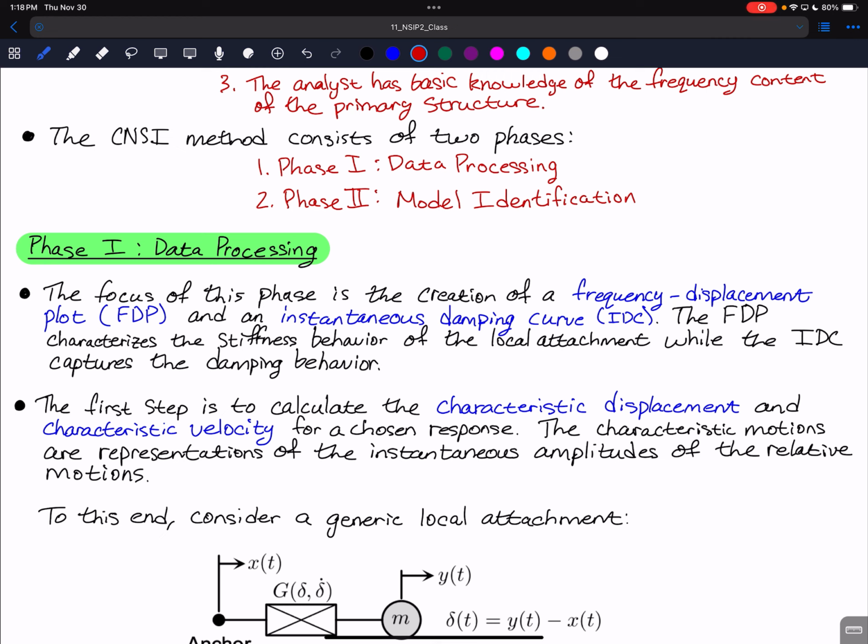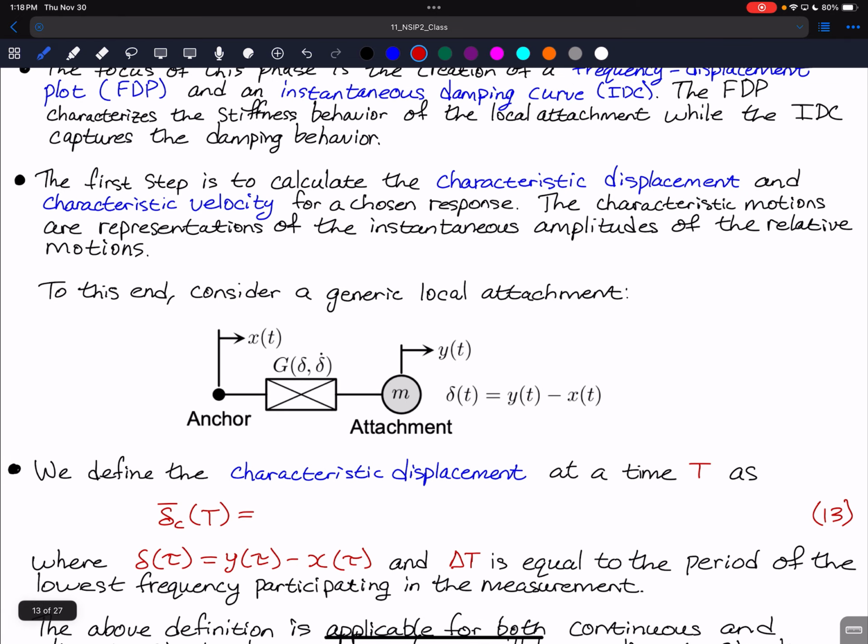So the first step is to calculate what we call characteristic displacement and characteristic velocity for a particular response. We can abbreviate these as characteristic motion. So when I say characteristic motions, I mean displacement and velocity. And just to give you a definition up front, the characteristic motions are representations of their corresponding instantaneous amplitudes of the relative motions. And so to this end, let's consider just a generic local attachment.